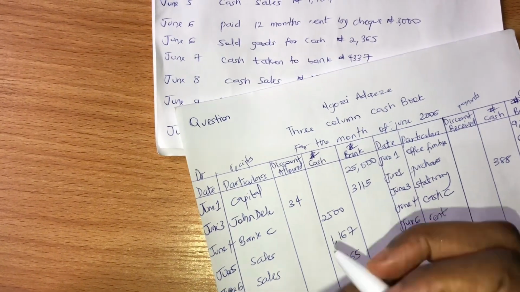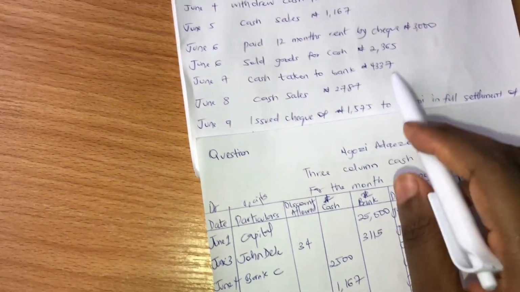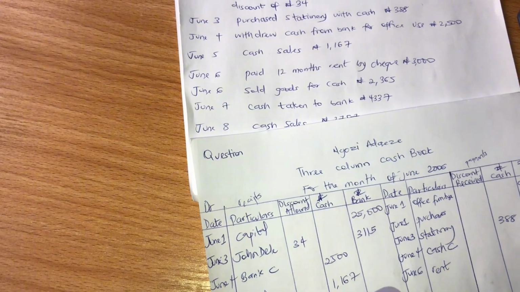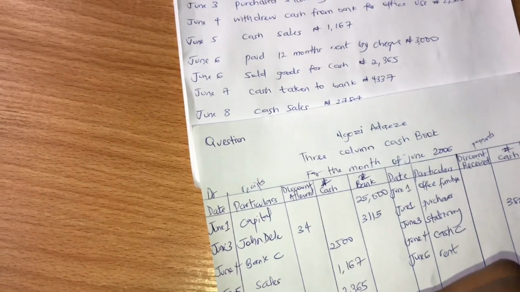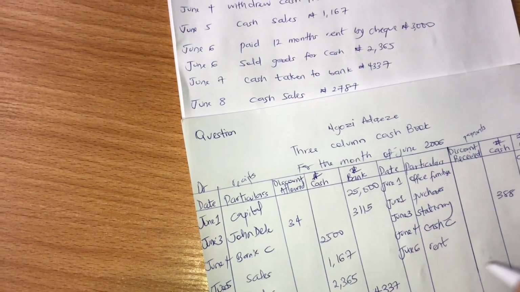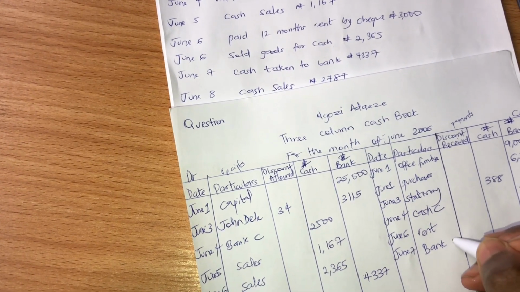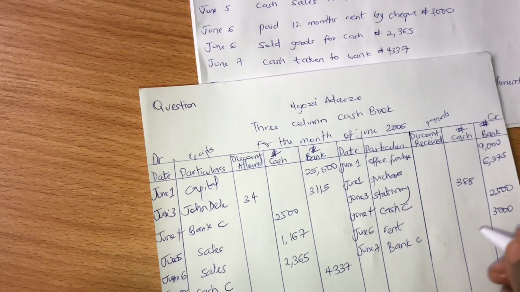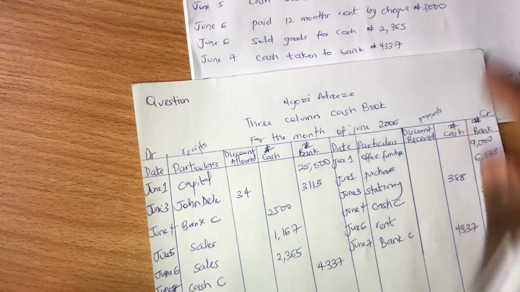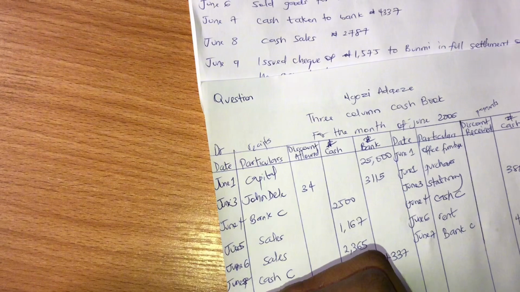June 7, cash taken to bank, 4,337 naira. So it's going to be cash contra. The amount in the bank will be debited with 4,337 naira. June 7, bank contra. The amount in cash will be credited with 4,337 naira. So we have cash sales as the next transaction, which is an income, a receipt.